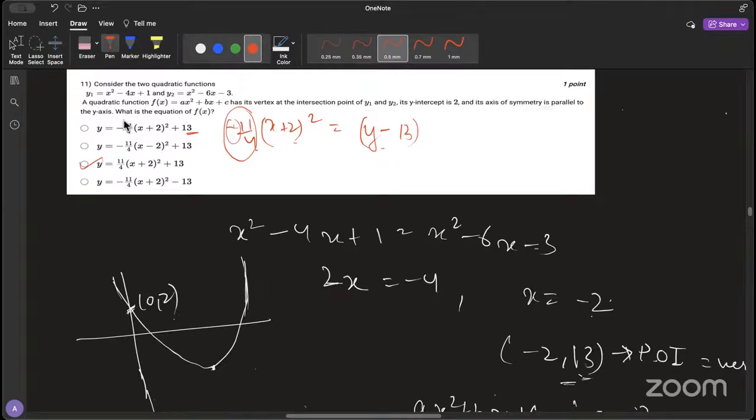Yes. This is obviously incorrect because k less than 0 means the parabola is downwards, but our parabola opens upwards. That's why this is incorrect. This negative is incorrect. Actually, you can eliminate all of these because the answer opens up. This is option A. Is it right?